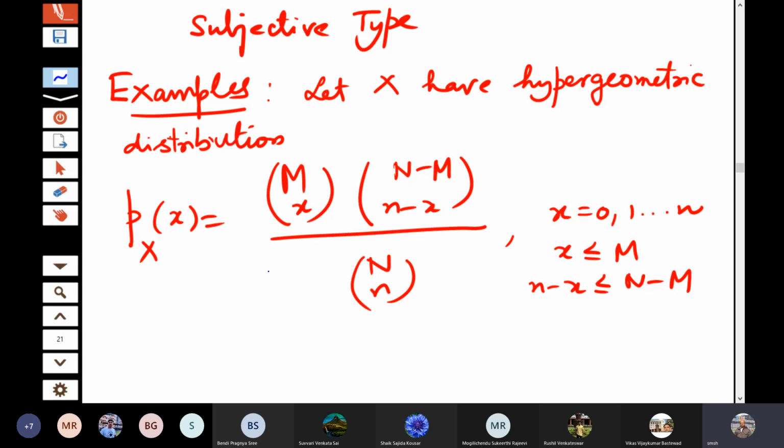Because a statistical inference problem relates to a real situation. So it is not that some mathematical function I am just writing and asking some exercise. So what is the statistical situation here for which this kind of probability mass function is coming? Can you tell me?